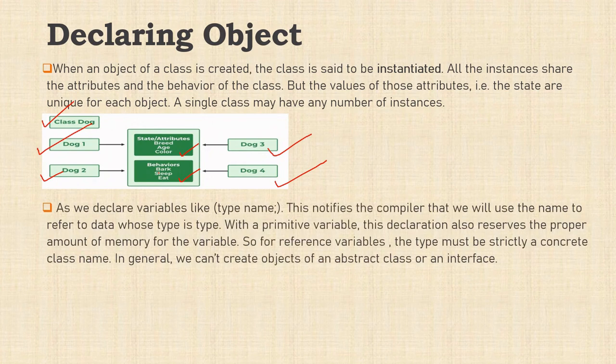As we declare variables like type name, this notifies the compiler that we will use the name to refer to data whose type is type, which is a primitive variable. This declaration also reserves the proper amount of memory for the variable. For a reference variable, the type must be strictly a concrete class. In general, we can't create an object of an abstract class or an interface. So we can create the object of only a concrete class.